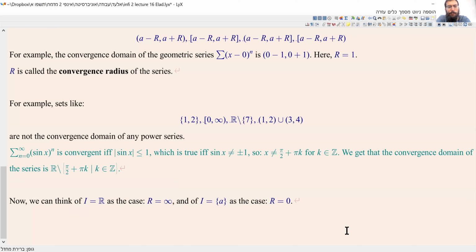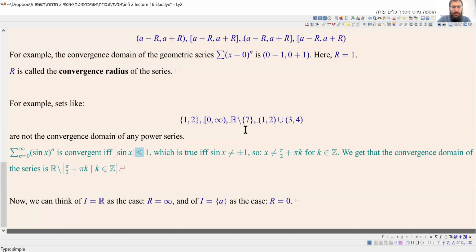The thing where you write about sine, shouldn't it be if the absolute value of sin x is strictly smaller than one? Yes, of course, you're right. Of course. Exactly.